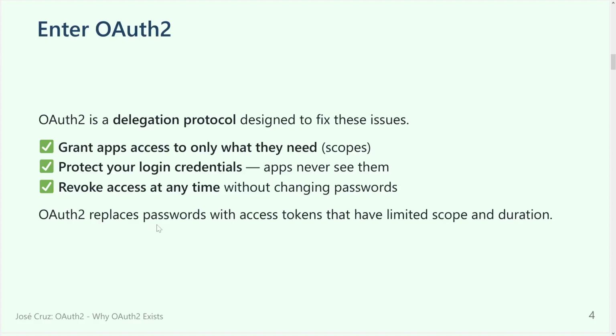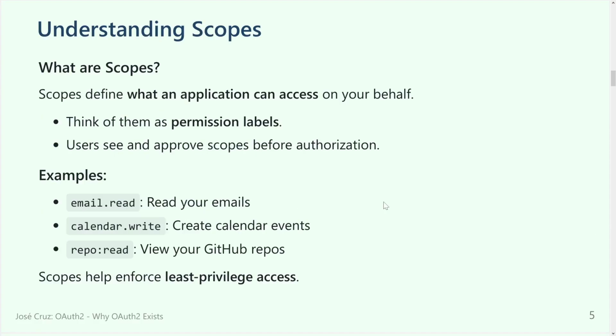OAuth replaces passwords with access tokens, meaning that you will be using a token that I will explain in a further video, not this one. This one is only about what it is. My next video will go into much more detail. Tokens have limited scope and duration, so that's what you gain by replacing your username with this token. Inside the token there is information about the scope, what this application can do inside the system that you are granting access to, and for how much time. Okay, that's the purpose of the token.